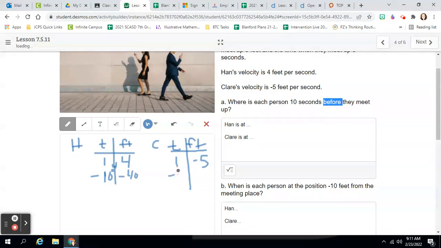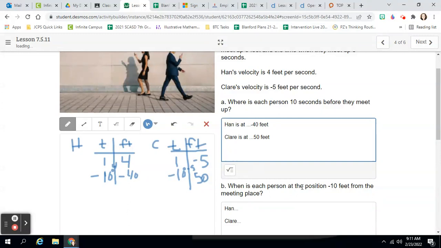And I know Claire, she's at -10, but I also know to get the feet, right, I have to do times -5. So she's at 50 positive feet, right? The reason I knew to do times 4 is because for every 1 second, Han is 4 feet. So that's -10 times 4. And Claire is -10 times -5 because she's at -5 feet per second. So Han is at -40 feet. Claire is at 50 feet.